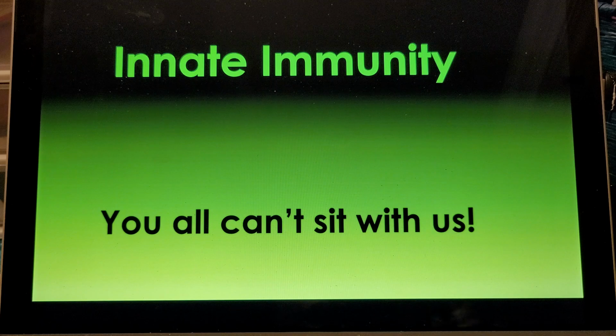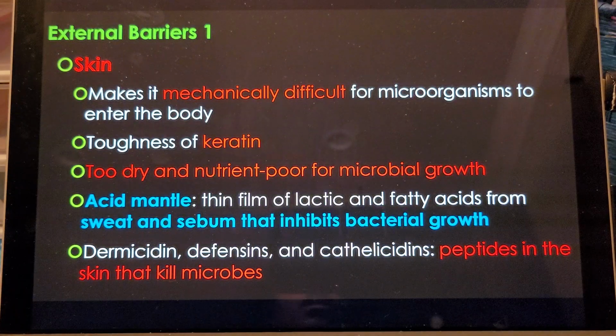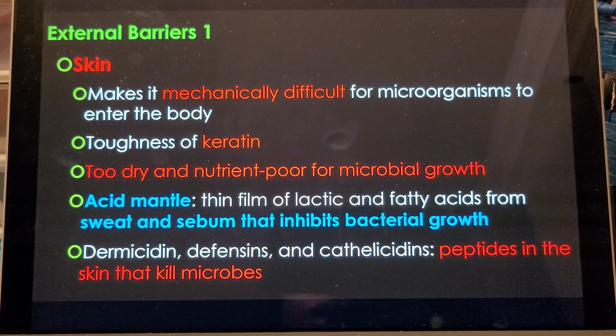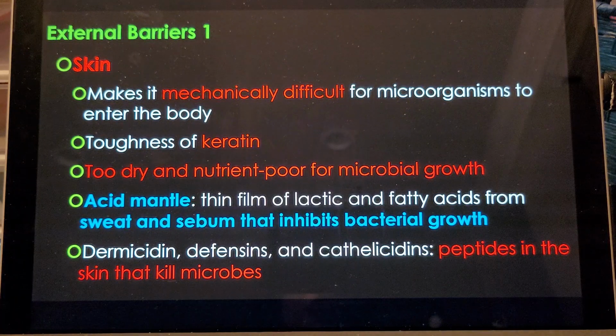Okay, let's start with innate immunity. You all can't sit with us. So we have our first set is our external barrier. So our skin, mechanically difficult to get through. So remembering our different layers, some of them are even toughened with different proteins, so keratin particularly. On the surface, very dry, very nutrient poor, so harder for microbes to grow on it.